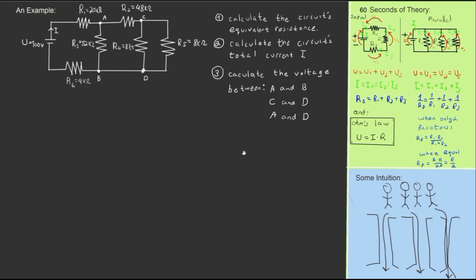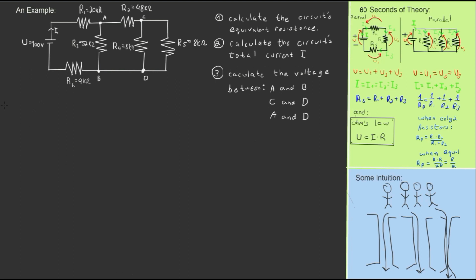Okay, so let's look at today's questions. They were asking us to calculate the circuit's equivalent resistance, to calculate the circuit's total current I, that's the current that flows here, and to calculate the voltage between various pairs of points in the circuit, A, B, C, and D, and so on. Let's start by calculating the circuit's equivalent resistance.